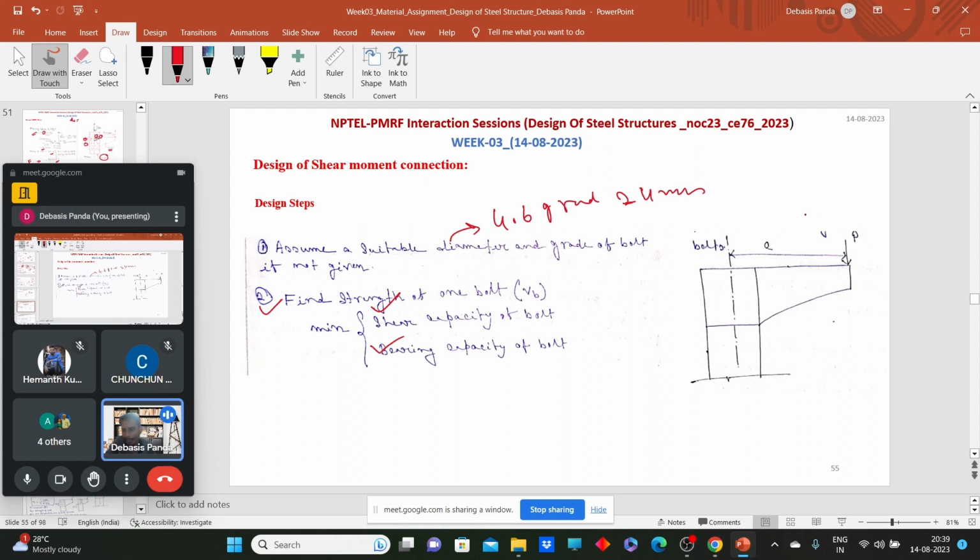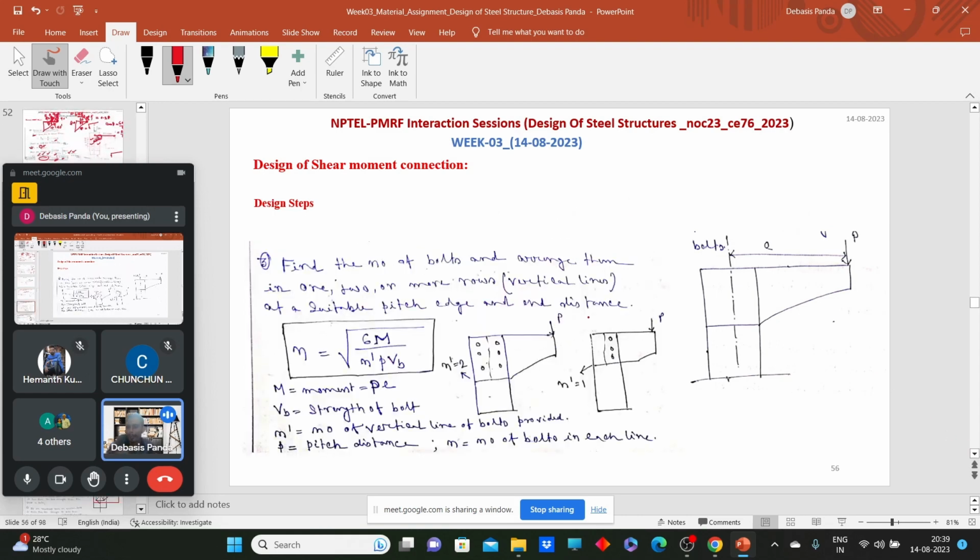Here, direct load and moment, two phenomena, are occurring. So consider the number of bolts in each vertical row. Say, for example, if we provide one row of vertical bolting, the number of bolts will be different, and if we provide two lines of bolting, then the number of bolts in each vertical row will differ. So basically we provide an even number of rows like 2 or 4. Generally we don't go beyond 4. So 1 and 2 are the most conventional types of joints.